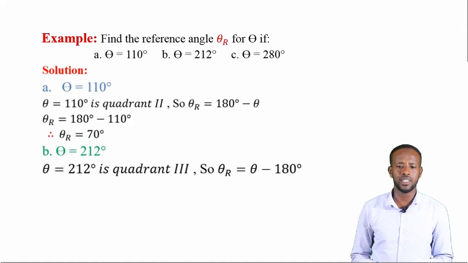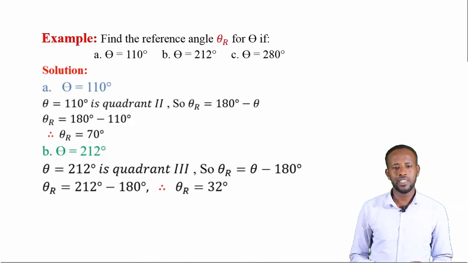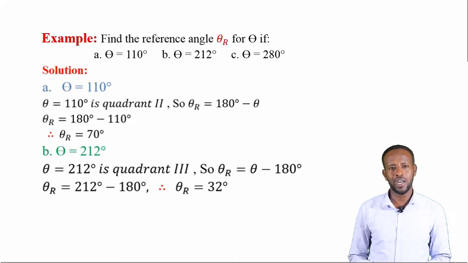Now theta R, the reference angle, will be 212 degree minus 180 degree. And when we subtract these two, it will become what? 32 degree. So this is the reference angle of the angle 212 degree.